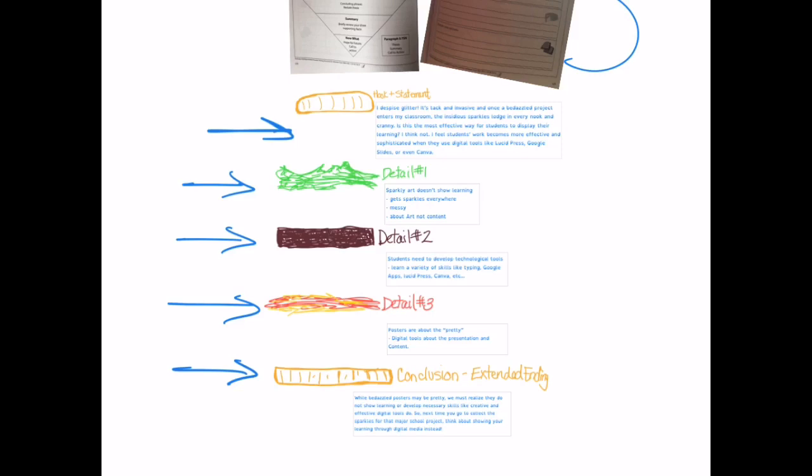This week, today, you are going to do the hook, and tomorrow you are going to do the detail 1, 2, and 3 just laid out in point form, and then you're going to do the conclusion or the extended ending. And then finally, you are going to write it all out in one cohesive paragraph.